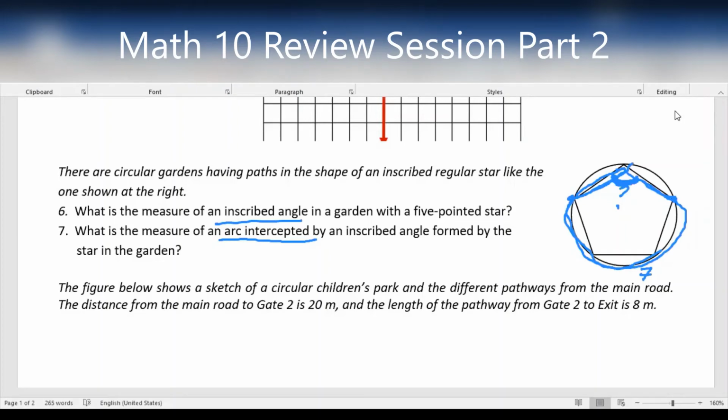Yung maunang number, that should be the inscribed angle. And yung next should be the intercepted arc. Sige. One more answer. So, Francine, very good. Margaret, the first one is correct. Okay. Wala na hahabol. Hana, ang dami na.